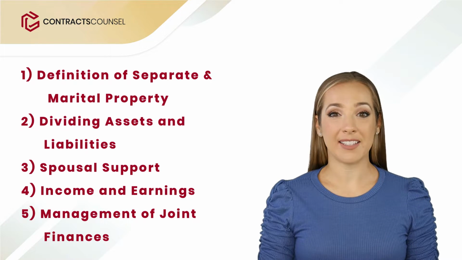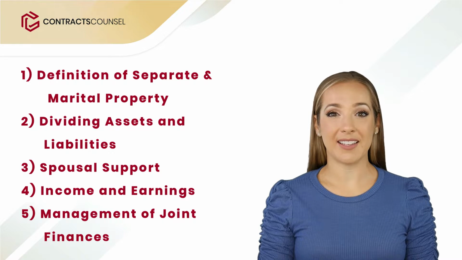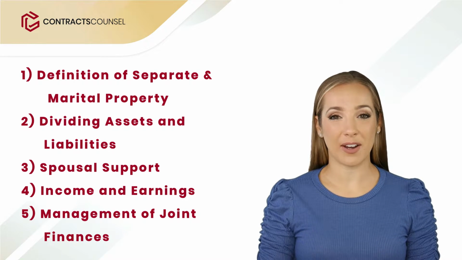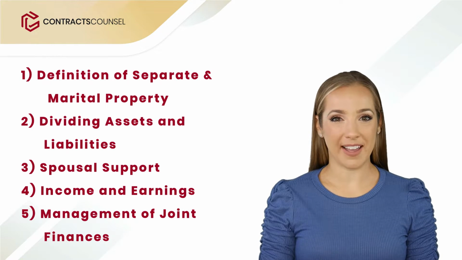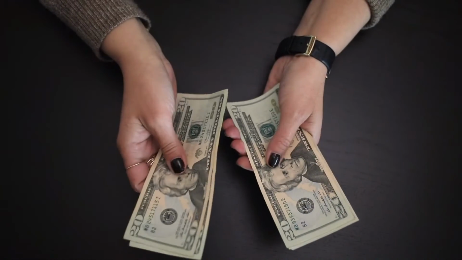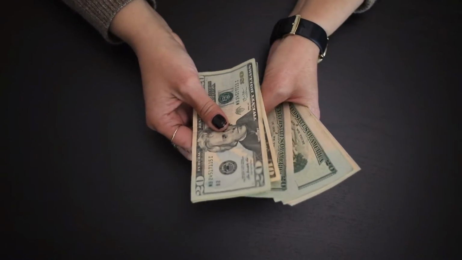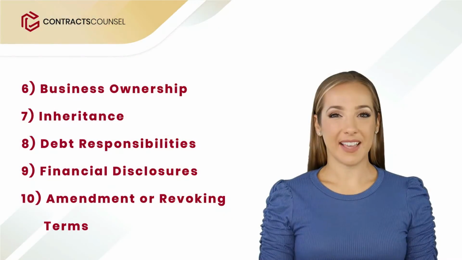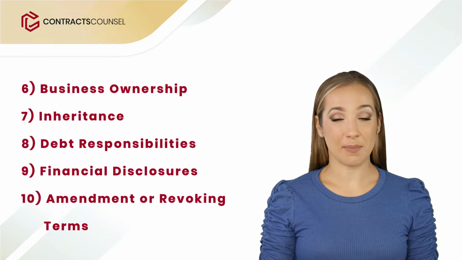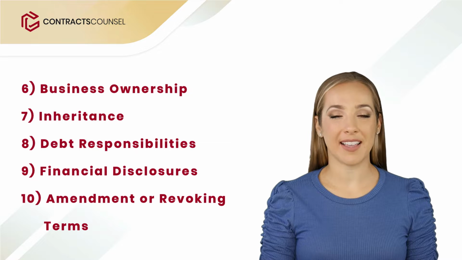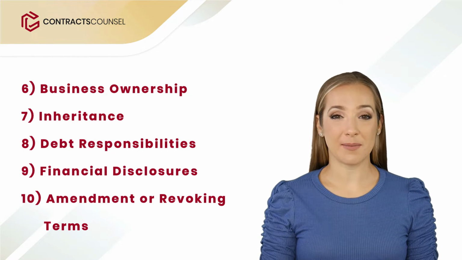4. Income and earnings. This section outlines how future earnings and income will be treated, whether separate or marital property. 5. Management of joint finances. This section outlines how everyday expenses and bank accounts are managed during the marriage. 6. Business ownership. If one or both parties own a business, this section outlines how the business will be valued and divided in the event of a divorce.